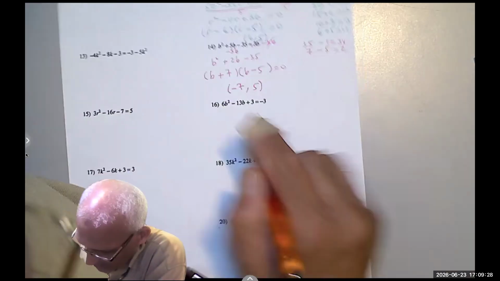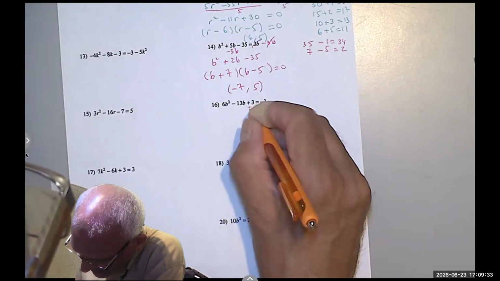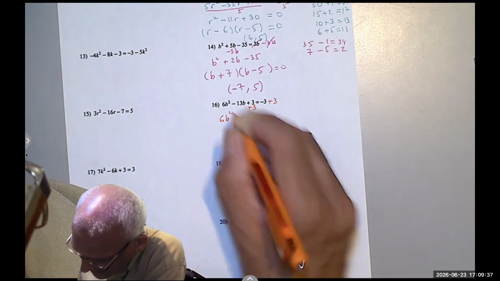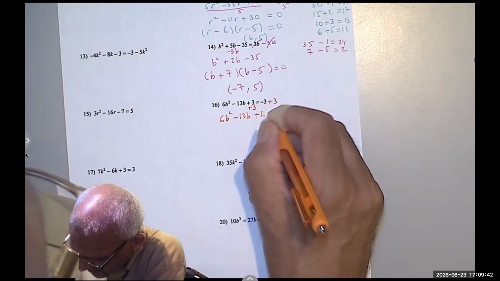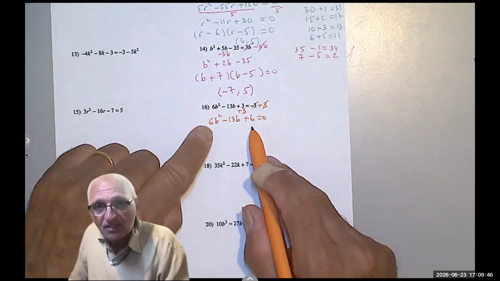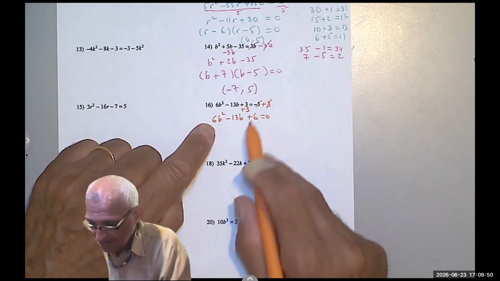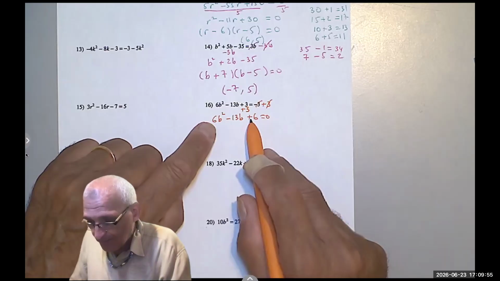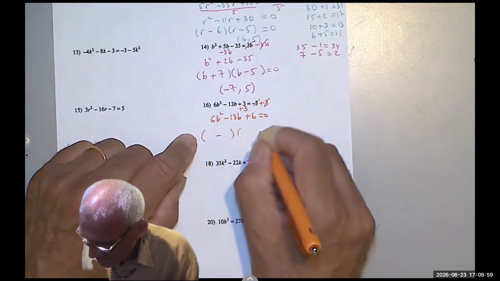Moving to the next problem. 6b squared, I have a negative 3, so I'm going to add 3 to both sides. I get 6b squared minus 13b plus 6 equals 0. Oh, now I have two numbers. First of all, both of them match. Why? Because that's positive. And both are negative. So I have something minus times something minus.